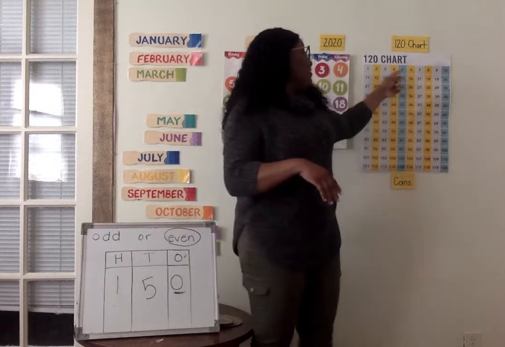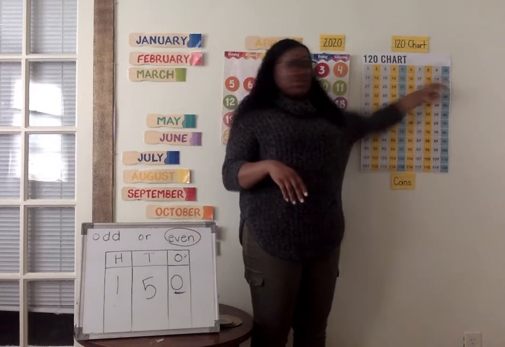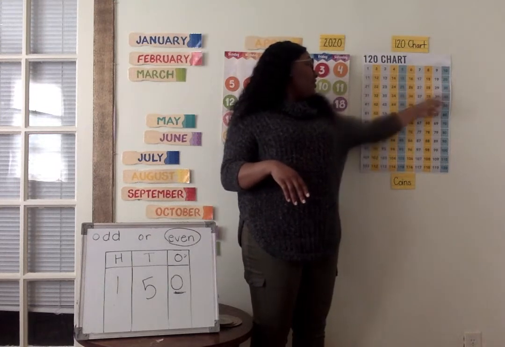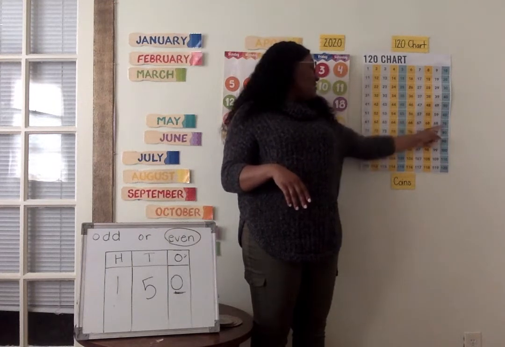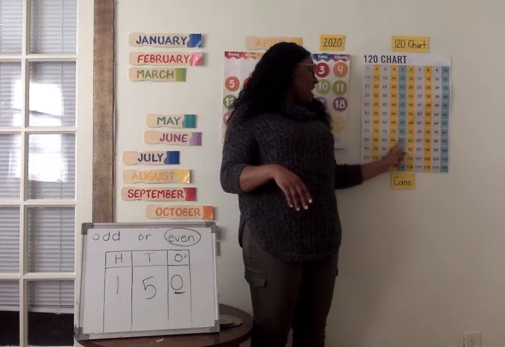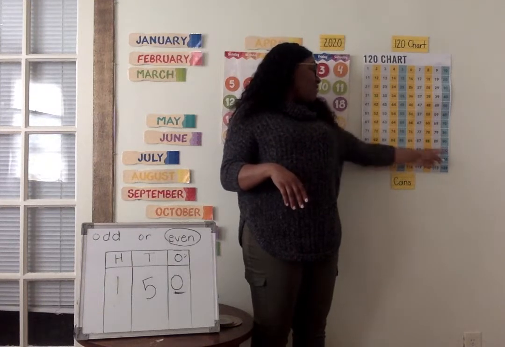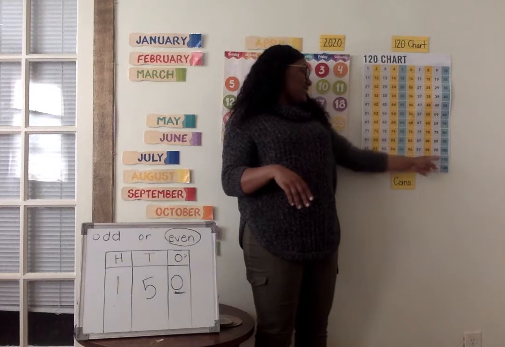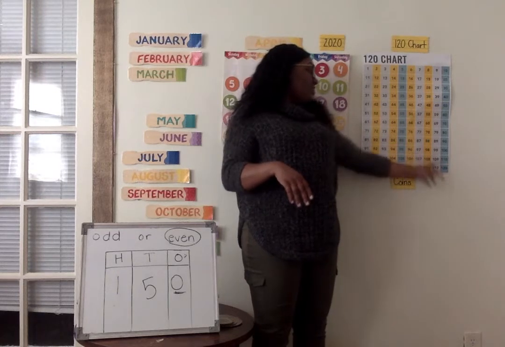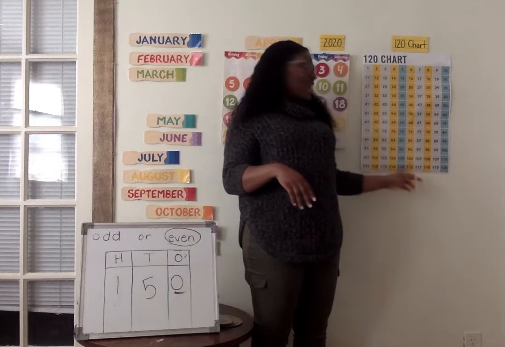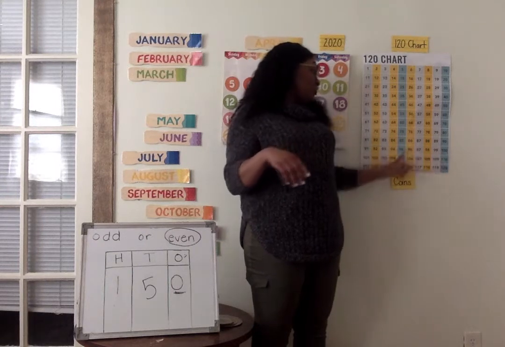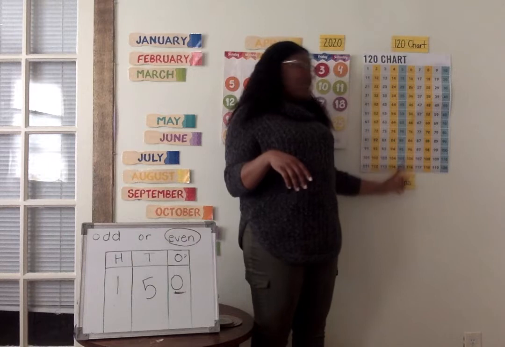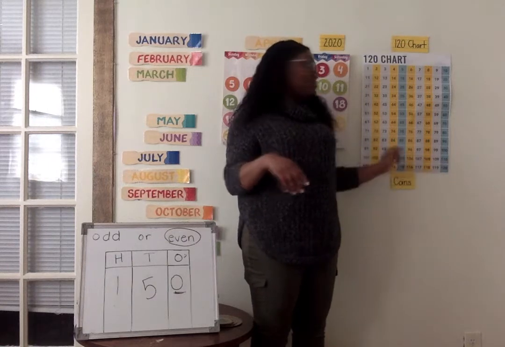Let's count by fives. Get ready. 5, 10, 15, 20, 25, 30, 35, 40, 45, 50, 55, 60, 65, 70, 75, 80, 85, 90, 95, 100, 105, 110, 115, 120. You all did not get tricked once we got to the hundreds. You all did such a great job.